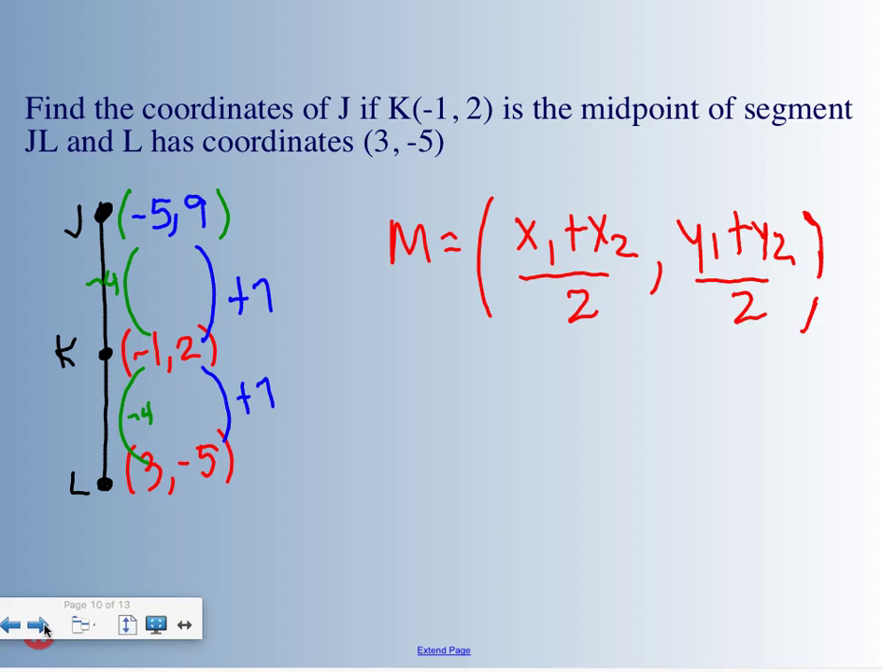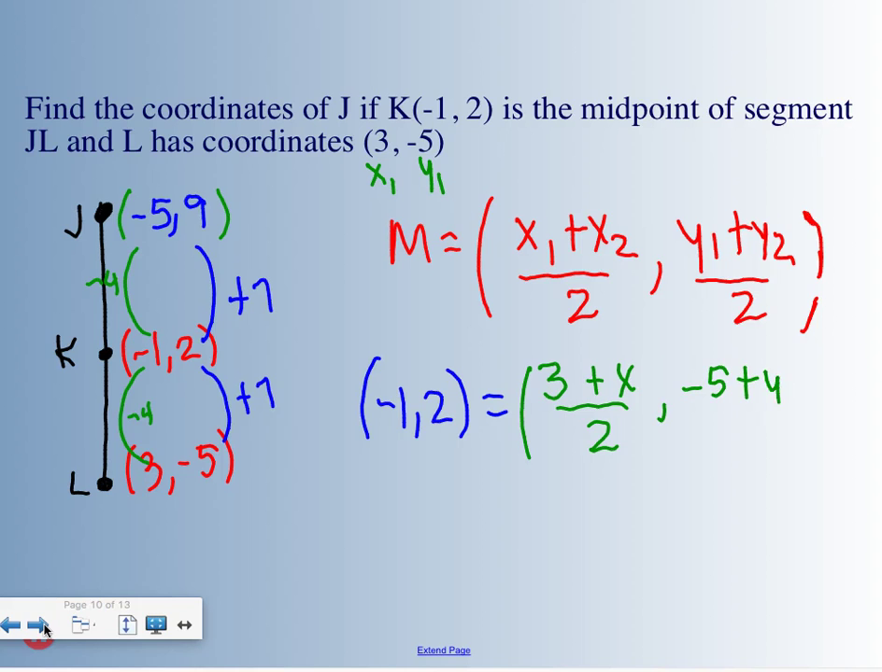Okay, so that's my formula, but this time we know what our midpoint equals. So I'm going to write -1, 2. And I know that, where's L? We'll call this x1, y1. So I know my x1 is 3. Do we know the x coordinate of K? Not yet, so I'm just going to call it x all over 2. And then my y1 is -5 plus y, because I don't know what that is yet, divided by 2.